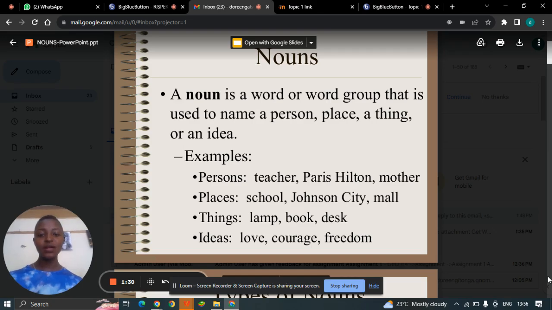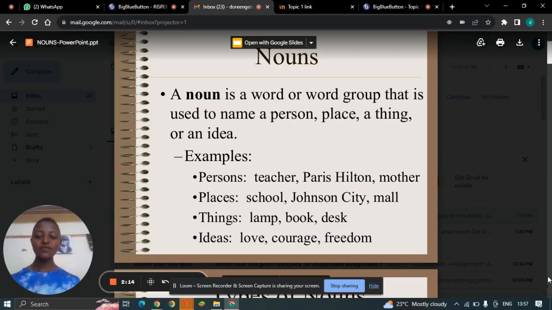A noun is a word or a word group that is used to name a person, place, thing, or idea. For example, examples of persons: we have teacher, maybe your name, like Dr. Rispa, mother, father. Those are the persons. Then examples of places: you have school, maybe university, maybe the ZTech University, then maybe Johnson City Mall, and we can even give examples of places according to where you are. Then you have things, for example, book, desk, maybe laptop, maybe alarm, etc.